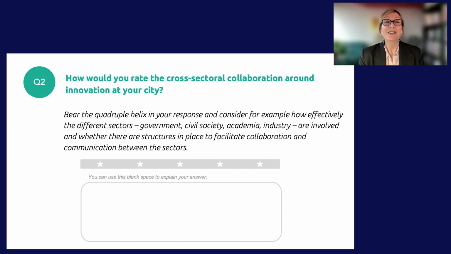You can consider the quadruple helix model, which includes the sectors government, civil society, academia, and industry. You can reflect on how these sectors work together and whether there are structures to support communication and collaboration between these factors.